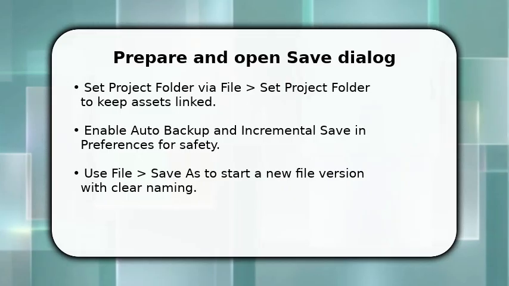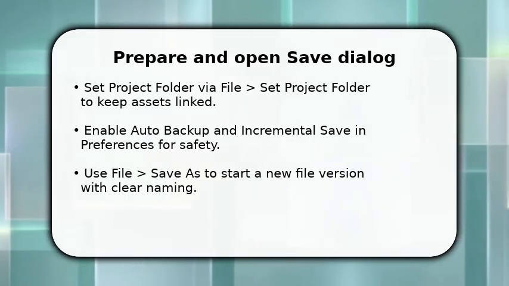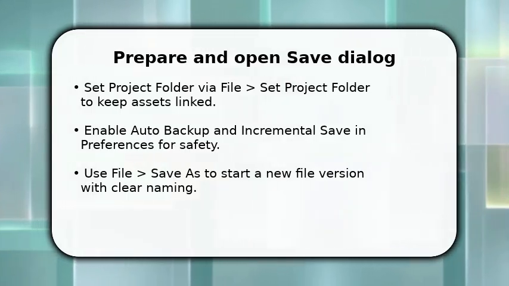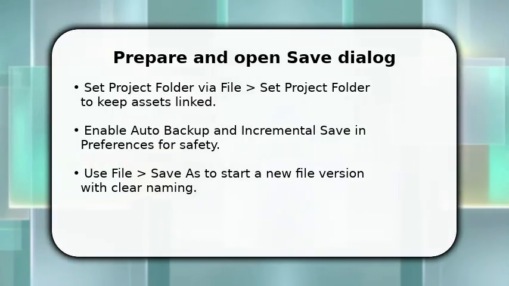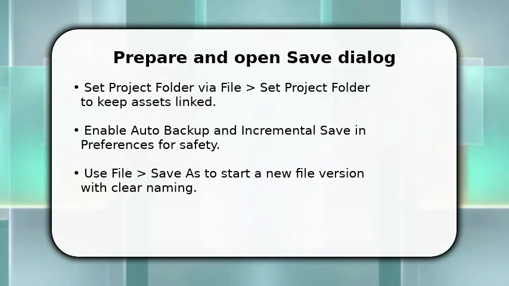Now use File, then Save as to create a named versioned file. Choose a descriptive name and include a short date or version number. This practice gives you a clear baseline before further edits.